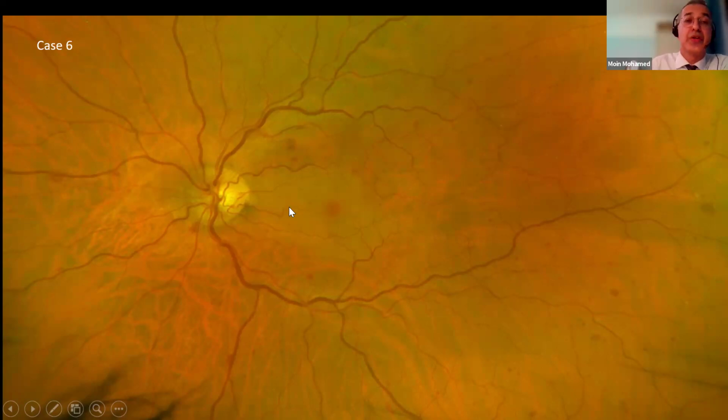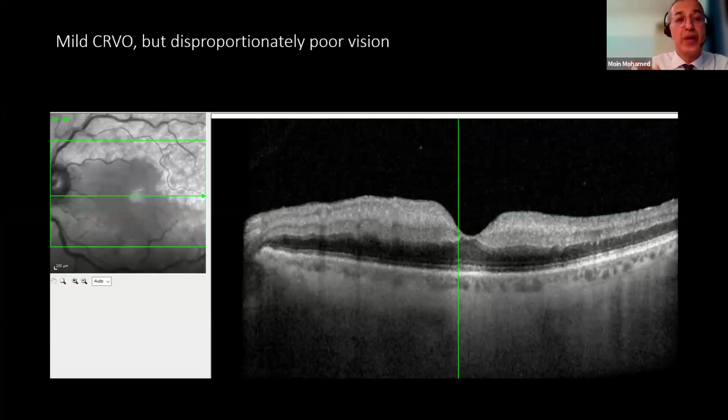So in this case, even though the vein occlusion is really quite mild, there's a back pressure and it's blocked the ciliary retinal artery. So the rule is, even if it's a mild vein occlusion, if the vision is disproportionately poor, always look for a ciliary retinal artery, because more often than not, if there's a ciliary retinal artery present, it'll get occluded as a back pressure. They don't respond to treatment. You can't treat that.